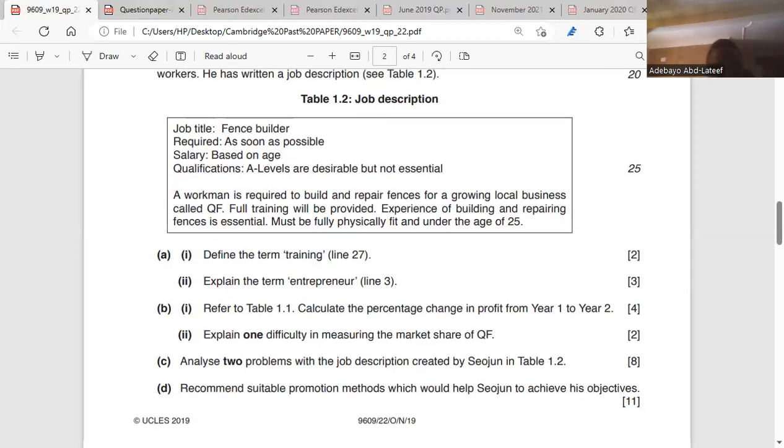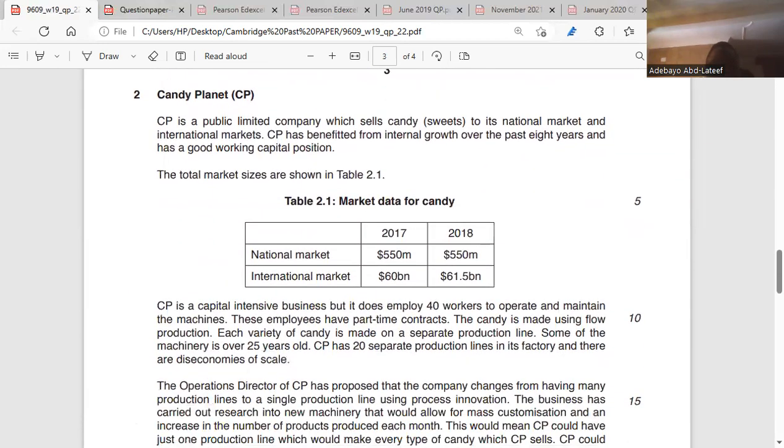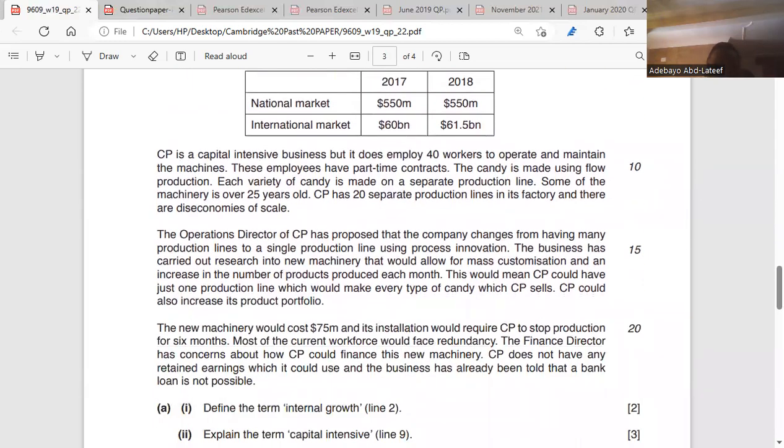I'll go on to question 2. Please read. CP is a public limited company which sells candy, sweets, to national and international markets. CP has benefited from internal growth over the past 8 years and has a good working capital position. The total market sizes are shown in table 2.1. CP is a capital-intensive business, but it does employ 40 workers to operate and maintain the machines. These employees have part-time contracts.